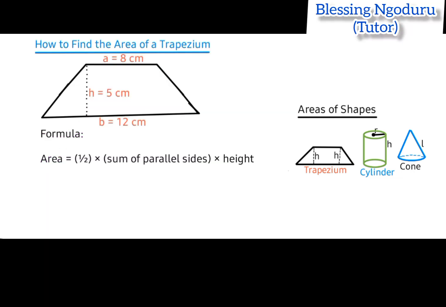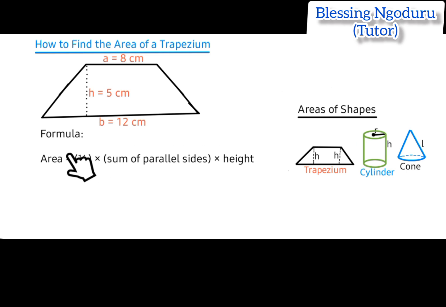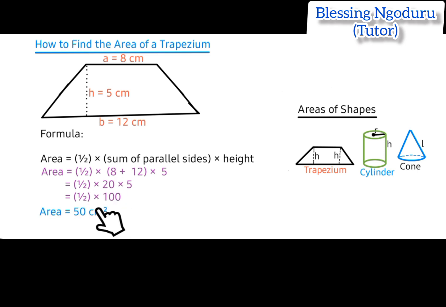Now let's proceed to learning how to find the area of trapezium. Formula for finding the area of trapezium is 1 over 2 multiplied by sum of parallel sides. These are the two parallel sides of the trapezium, A and B, and our A value is 8, plus B value is 12, and then multiplied by height H, 5. 1 over 2 multiplied by 8 plus 12 multiplied by 5. So we have 1 over 2, 20 multiplied by 5 gives 100. 1 over 2 multiplied by 100, 50 centimeters square.